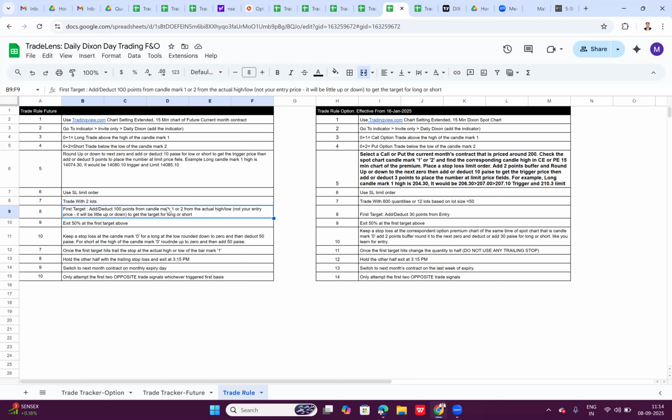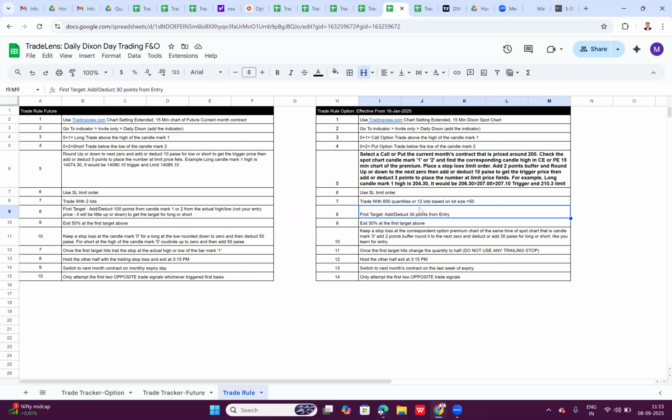Okay, whenever the target is 100 points, if you are trading 200 quantity, that is 4 lots in futures, then you have to book half the quantity at 10,000 profit. But in options, we have to book half the quantity at a profit of 30 points, because we are trading a strike price which will be minimum 200. So half quantity in futures we book at a 100 point target, but half quantity in options we book at a 30 point target. Okay, I hope you all have clarity.